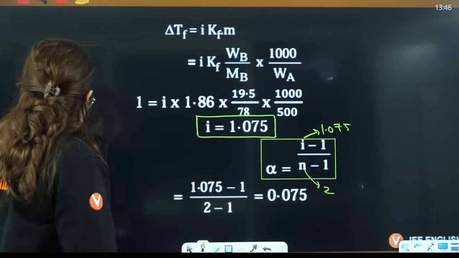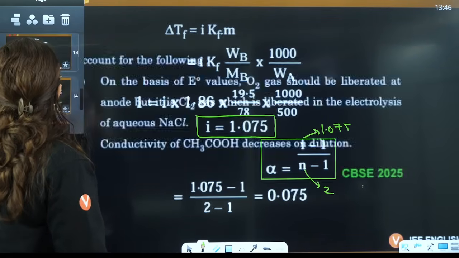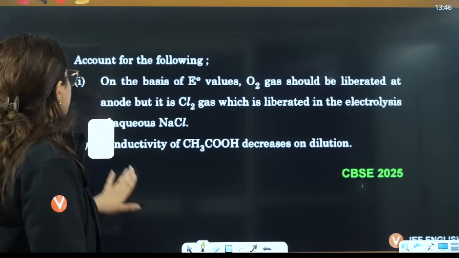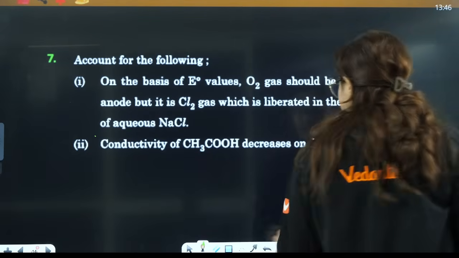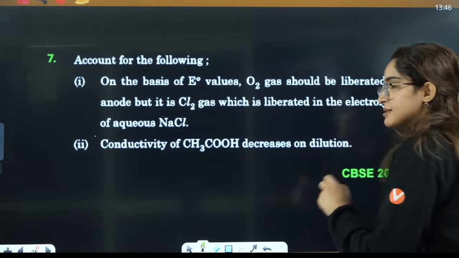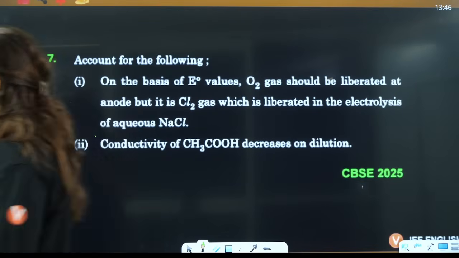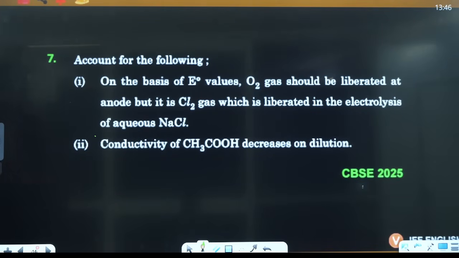Understood, everybody? Let's see the next question here. That is last year's CBSE 2025 question. Let's see. Firstly, go through the question yourself.